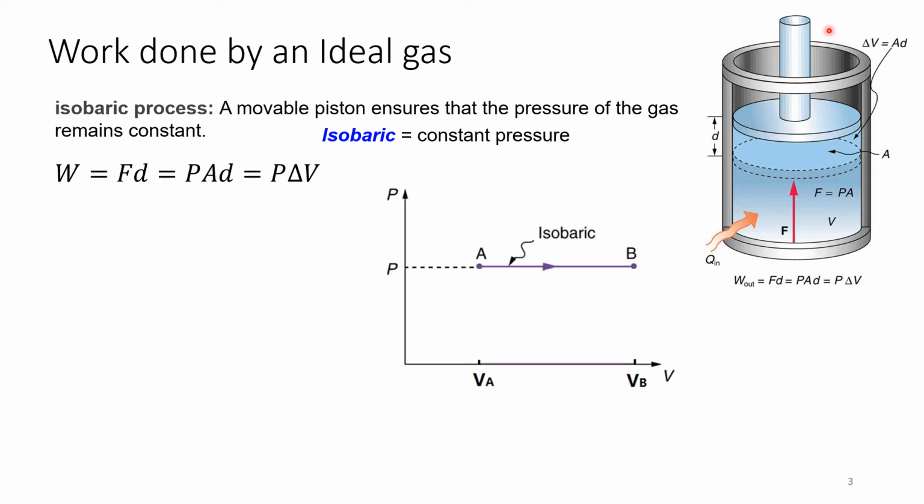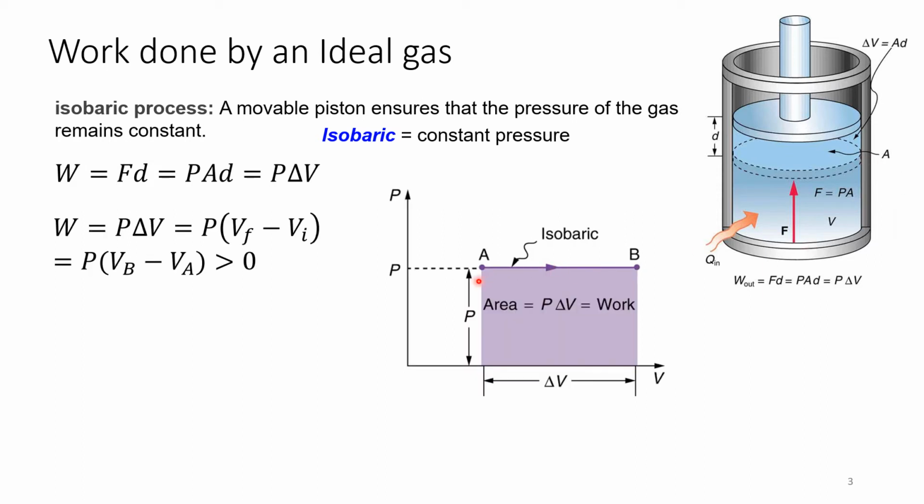If we draw a PV diagram, so here's P versus V, for this isobaric process, we can see that the pressure P stays constant and the volume V changes. If the gas goes from state A to B, the net work done by the gas is P delta V, equals P times the final volume minus the initial volume. So it's the volume at B minus volume at A, and that is exactly the area under this line of the PV curve.